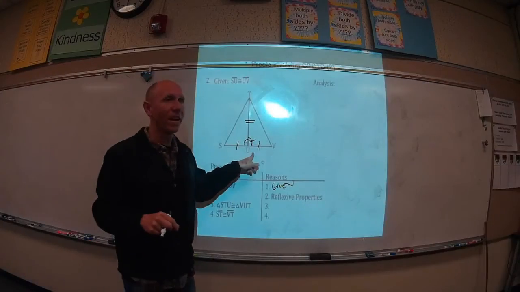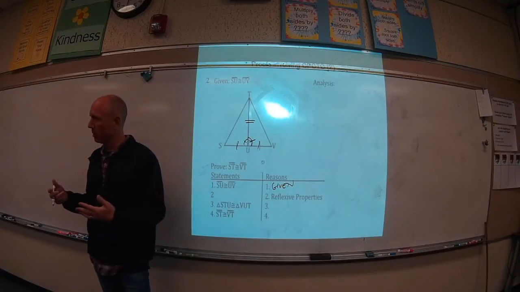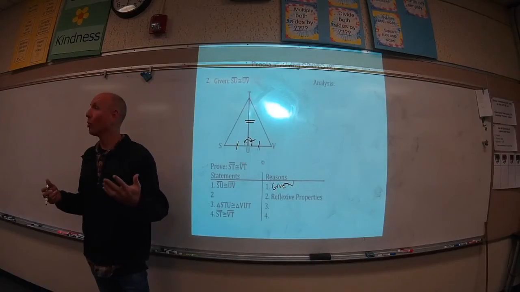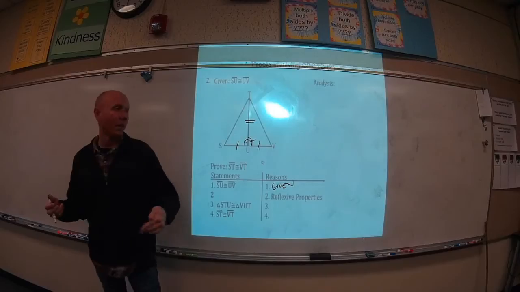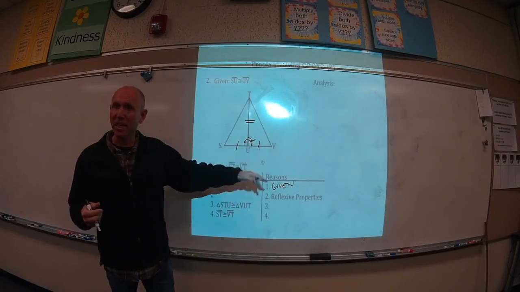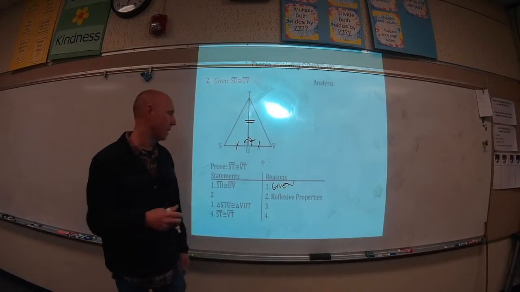I have a right angle and a right angle. Are they congruent? How do you know? Because all right angles are congruent. If we had been doing this proof from the very beginning, we'd have to bring that in, but I didn't.